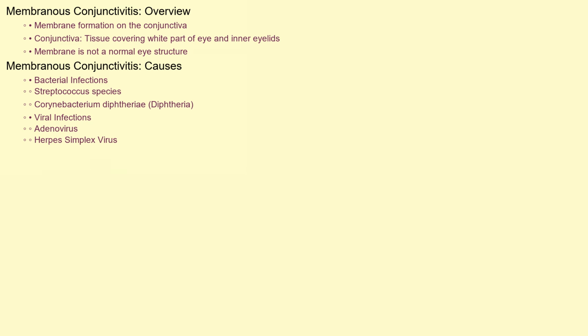In many cases, it's associated with bacterial infections, particularly those caused by Streptococcus species or Corynebacterium diphtheriae, the bacteria responsible for diphtheria. Viral infections, such as adenovirus and herpes simplex virus, can also trigger it. Less frequently, membranous conjunctivitis can stem from autoimmune diseases like Stevens-Johnson syndrome or mucous membrane pemphigoid. Chemical injuries and certain medications may also be contributing factors, though these are less common.